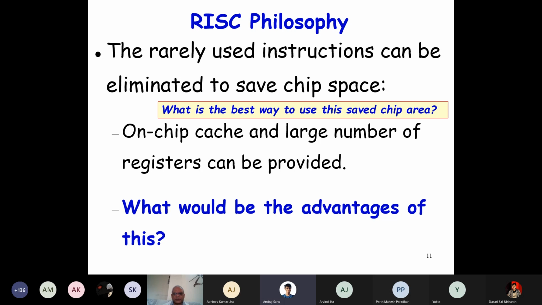So how do you use it? Pipeline it better, with using registers? Sorry, pipelining does not take extra hardware. That will come later. We'll see what is involved in pipelining. Pipelining does not require extra hardware. It uses the same hardware. Now you have the hardware available, you have a lot of semiconductors available. Pipelining will not require extra semiconductors. We will come to that later. Yes, that's the correct answer.